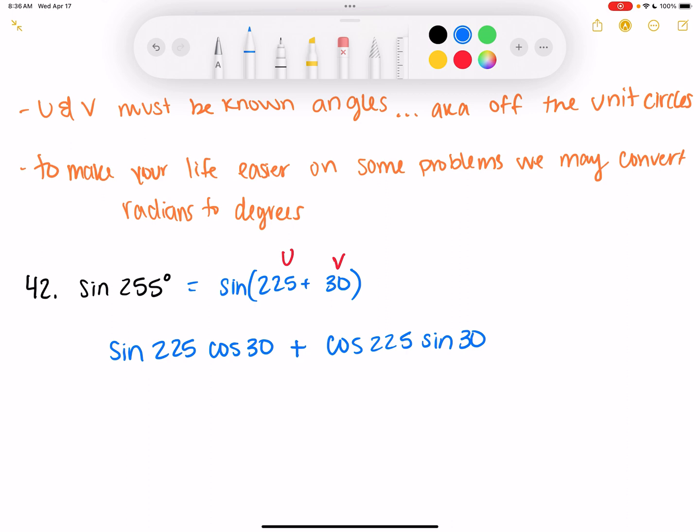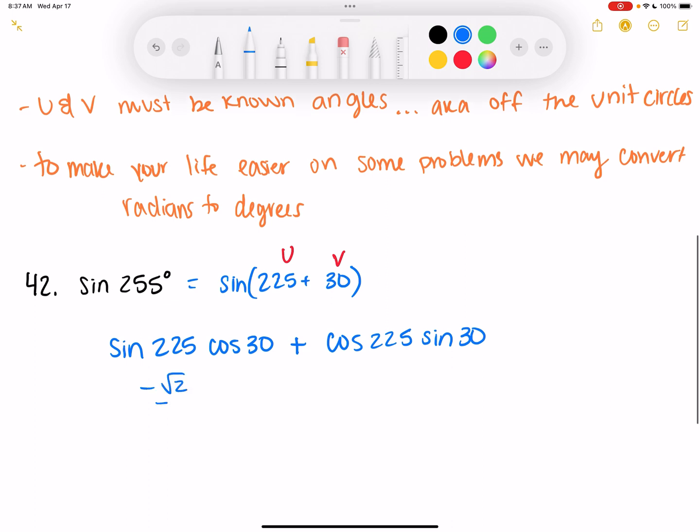So now this is where the unit circle comes into play. I need to know what the sine of 225 is. Remember, that's the y value at 225. So what is that? Negative root 2 over 2. And what is the cosine of 30? It's the x value. I have root 3 over 2.